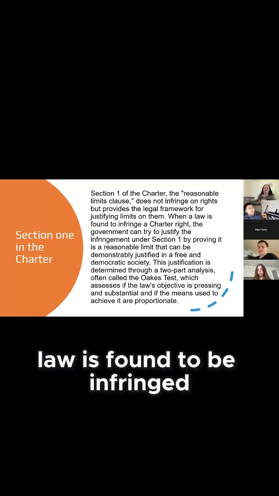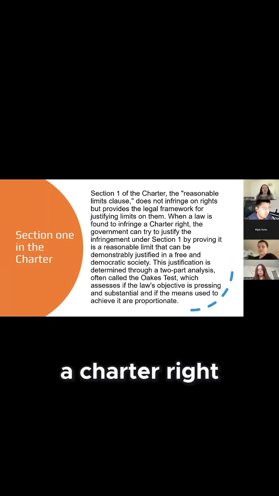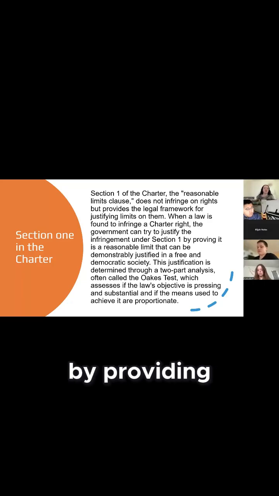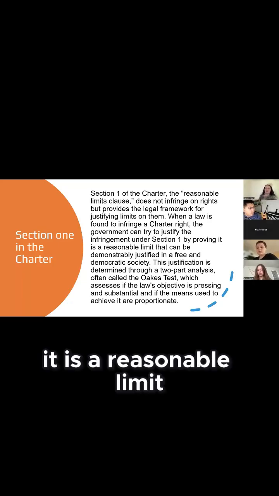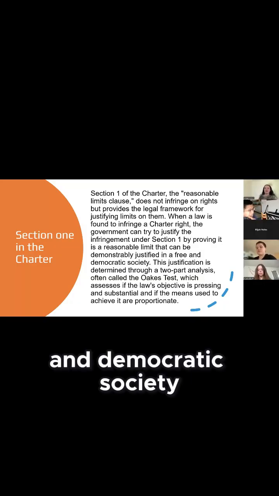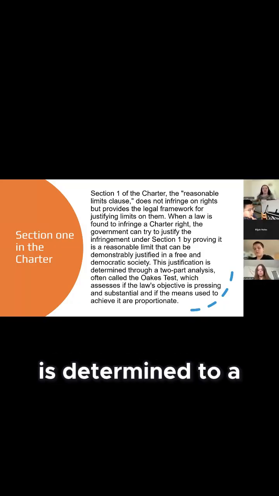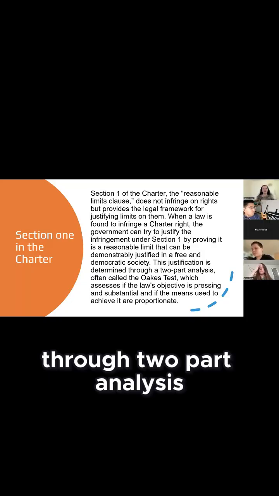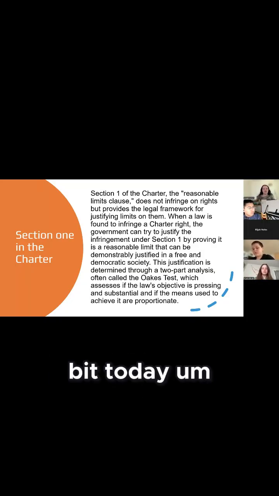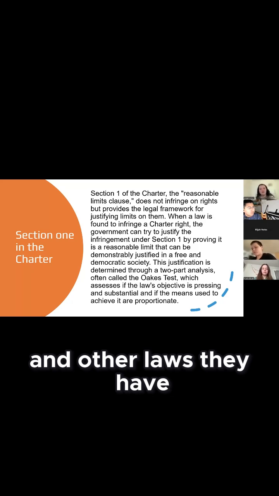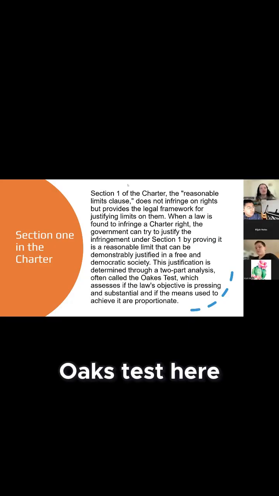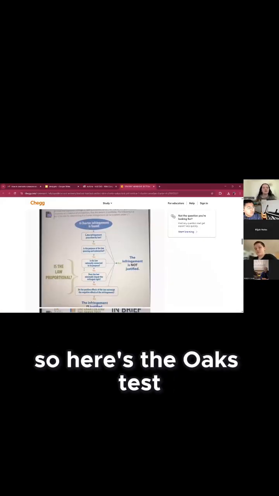When a law is found to infringe a Charter right, the government can try to justify the infringement under Section 1 by proving it is a reasonable limit that can be justified in a free and democratic society. This justification is determined through a two-part analysis, often called the Oakes test, which we'll talk about a bit today, and other laws they have. Now we're going to look at the Oakes test here, if I can click on the link. So here's the Oakes test.